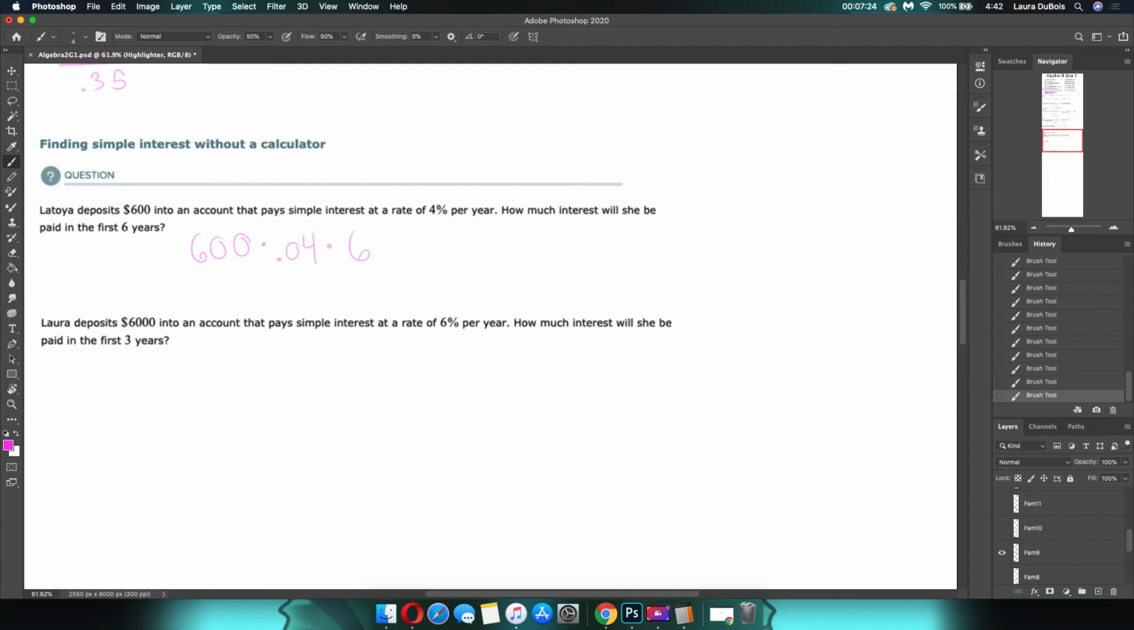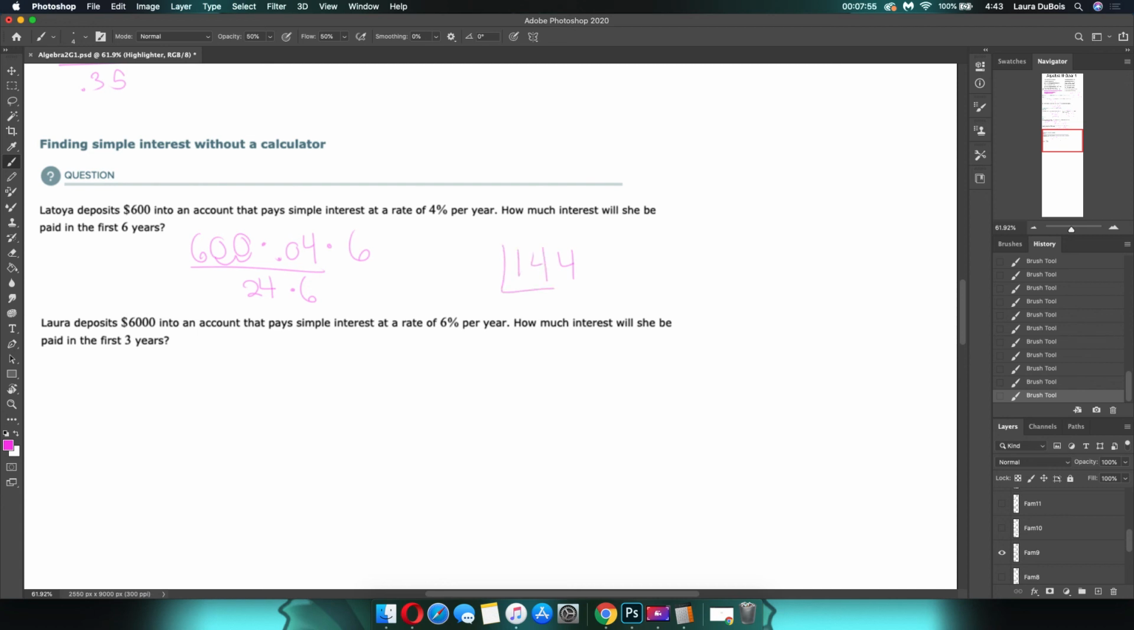Okay, so let's see here. There's a couple of ways that I can do this. Gosh, how do I do this? What I'll do is I'll do 600 times 0.04 first. So I'm going to move the decimal over 2 places and then multiply: what is 6 times 4, 24. Next up, what is 24 times 6? Let's see here. Ms. Dubois is going to do that in her head, and it's going to look easy.